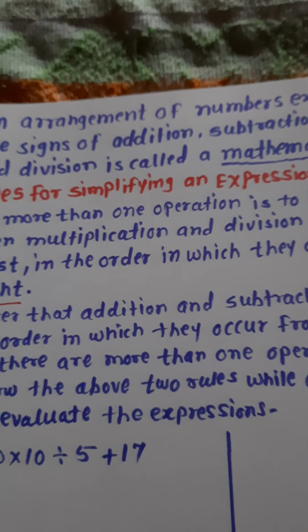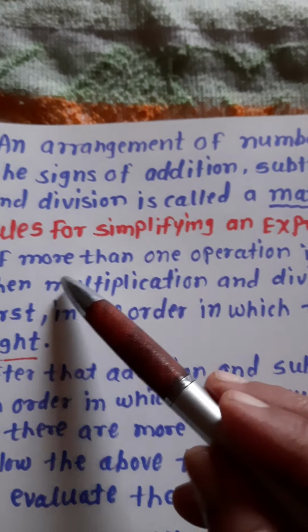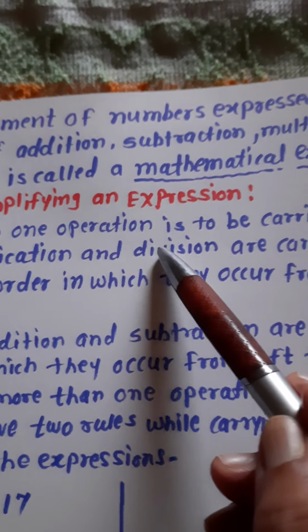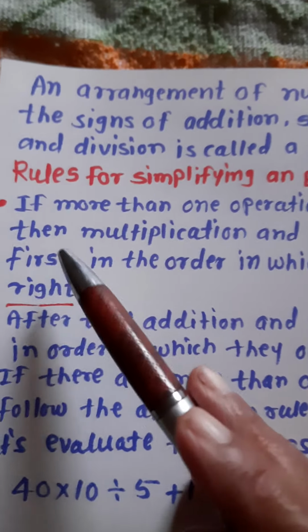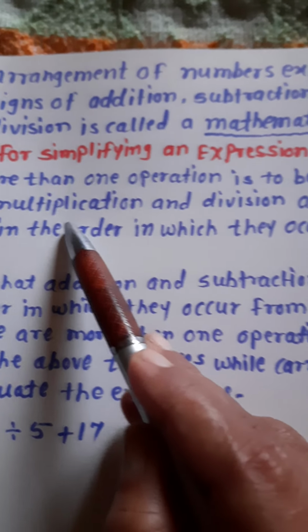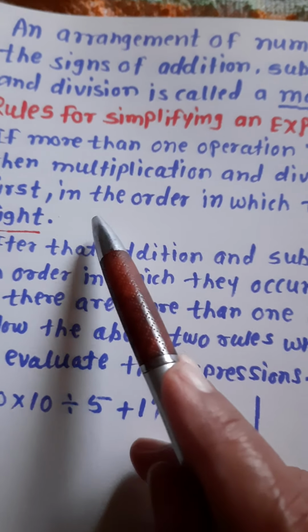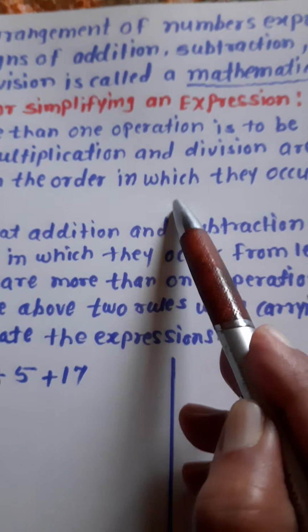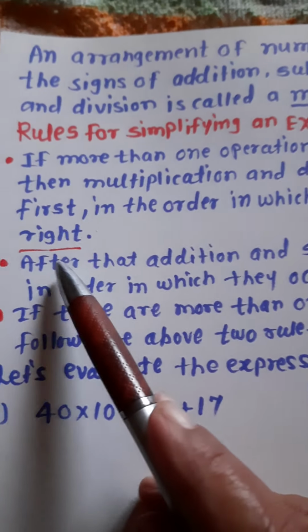Rules for simplifying expressions. How to solve? There are some rules. If more than one operation is to be carried out, then multiplication and division are carried out first, in the order in which they occur from left to right.